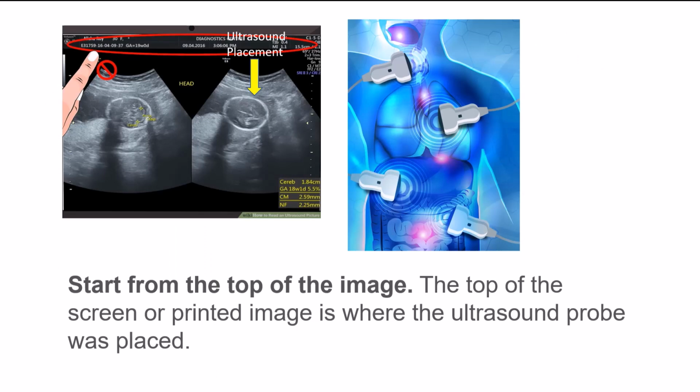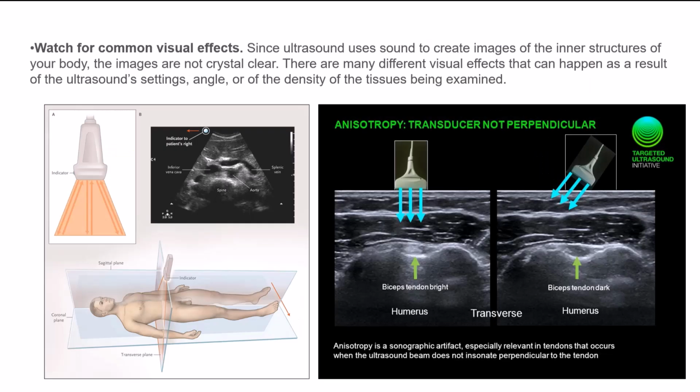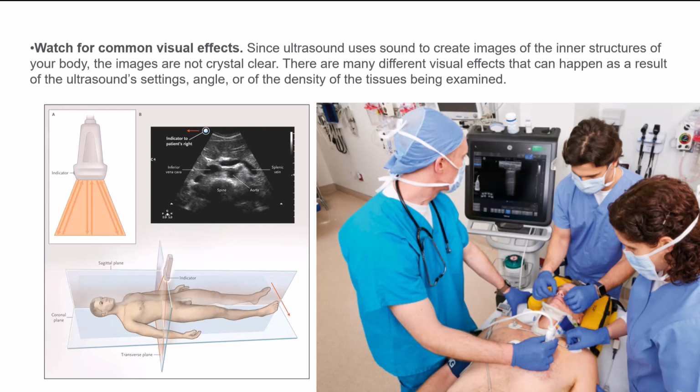There is a protocol for examining X-rays, and there is also a protocol for examining ultrasound. The first part of that protocol is you start from the top of the image. The top of the screen or printed image is where the ultrasound probe was placed. As with an X-ray, most of the images are mirrored, and they will have the right and left markers on them. We use a very simple setup in the emergency room when we use sonography, because there are many different visual effects that can happen as a result of the ultrasound setting or angle or the density of tissue being examined. We want to get the fewest variables possible while we're imaging.